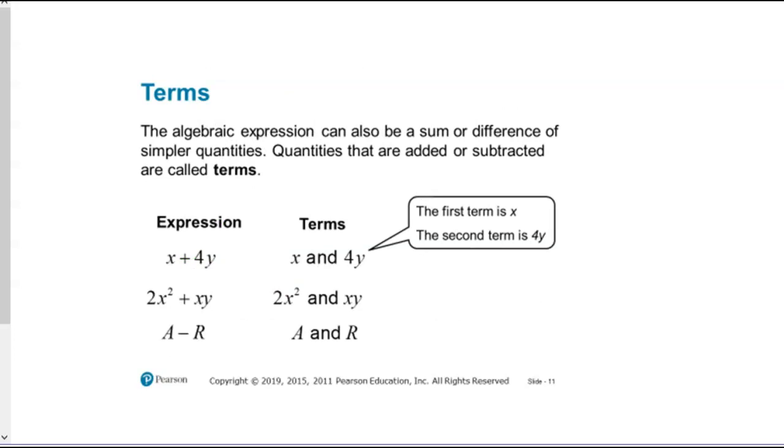Inside of each algebraic expression, there can be a number of simpler quantities that are added or subtracted, and these are terms. So when we look at this, we've got the first term here, x, and we've got another term, 4y. So the terms are basically the combinations that are used inside of the expressions and that are also made up of factors.